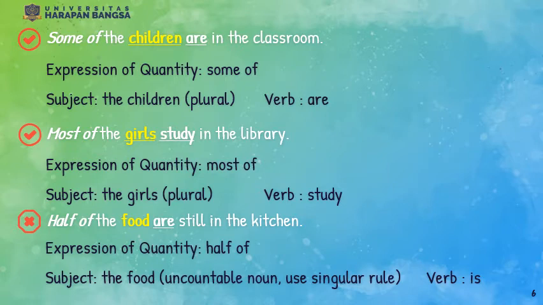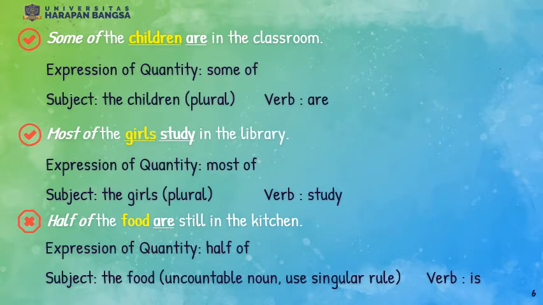Remember, the children is plural, jamak. So that's why the verb that you use is are. Jadi verbnya di sini setuju dengan subjeknya. Karena subjeknya jamak, maka verb yang dipakai adalah are. Next. Most of the girls study in the library. You have expression of quantity most of. Baru diikuti subjek the girls and it is plural. That's why the verb that you use is study.